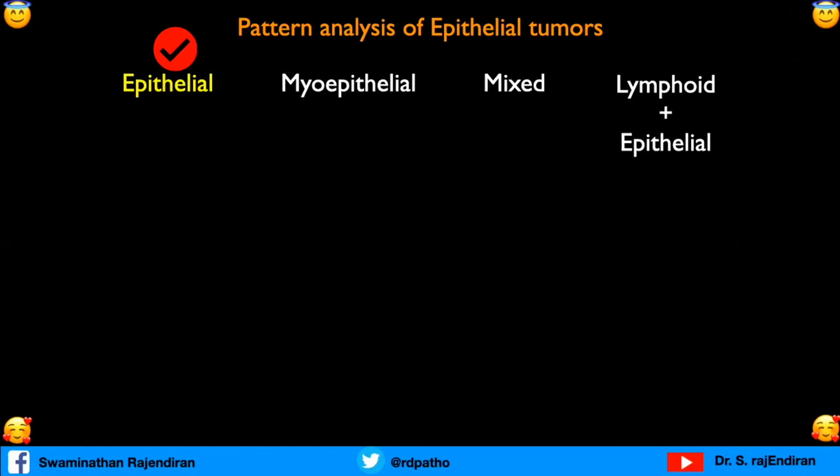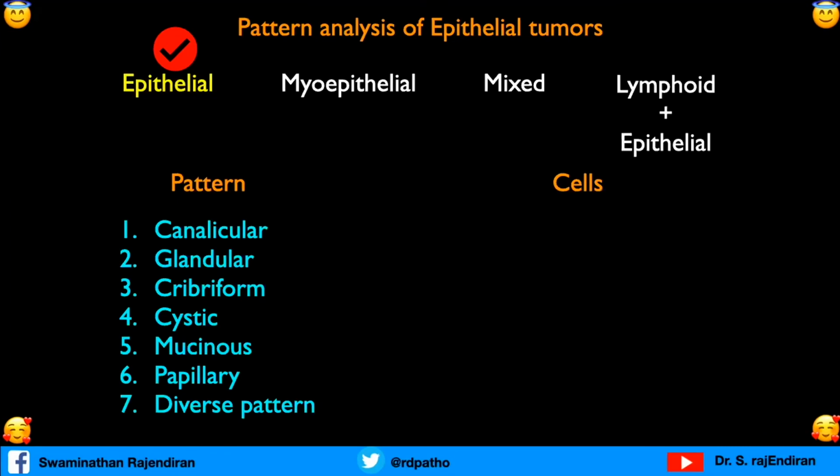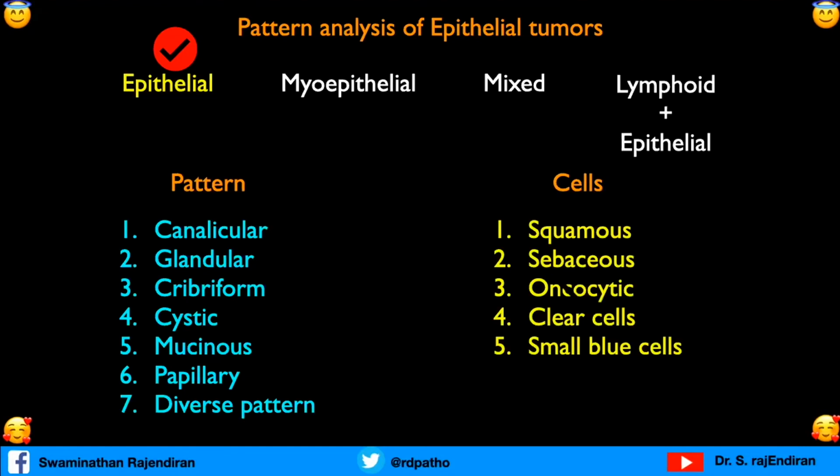Now we are coming to epithelial. And in epithelial, you have to see the pattern and cells. There are 7 patterns you have to remember in the pure epithelial tumors of salivary gland, and 5 cell types you have to see. Take a selfie of this.